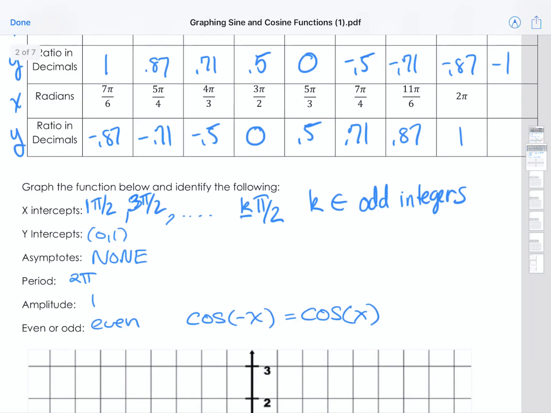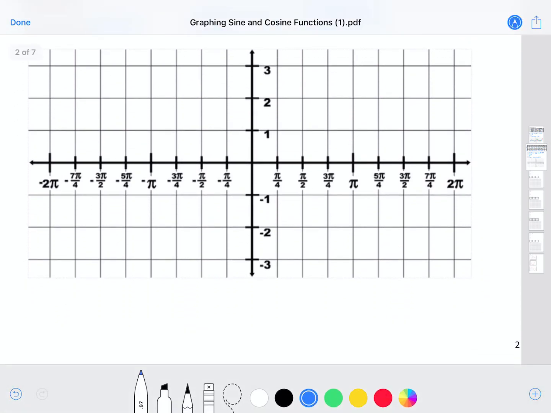Now, if I use my table and I start plotting points to come up with our first cycle, at x equals 0 we have 1. At pi over 4 we have about 0.71. At pi over 2 it's 0. At 3 pi over 4 it's about negative 0.71. Then at pi it's at negative 1. Then I come back up to negative 0.71. At 3 pi over 2 it's 0. At 7 pi over 4 I come back up to about 0.71. And then at 2 pi we complete the cycle and it comes back to 1. So this is our first period or our first cycle for cosine.